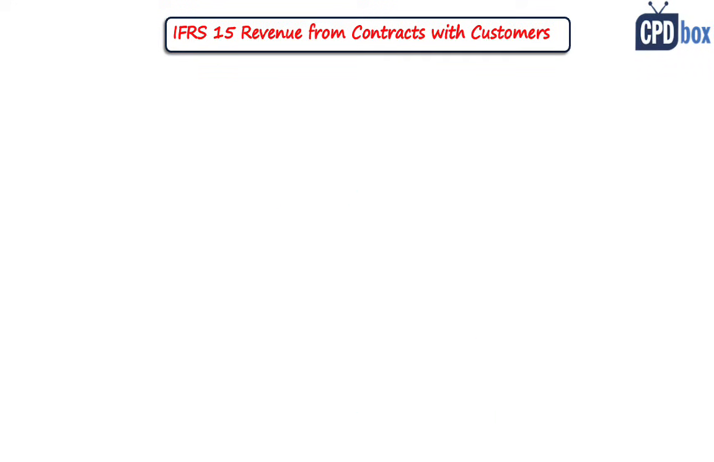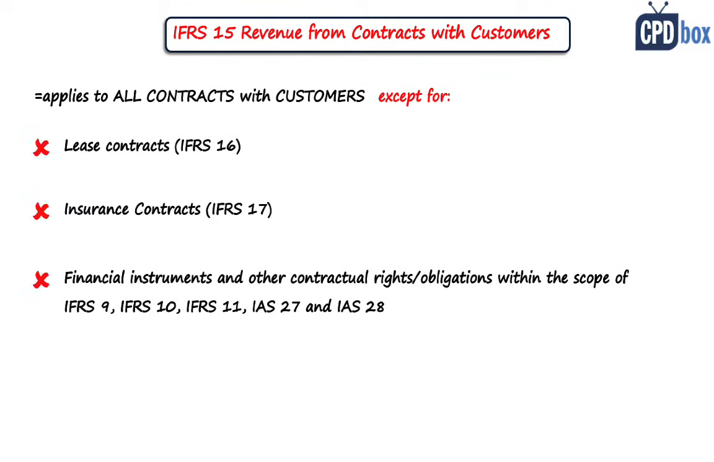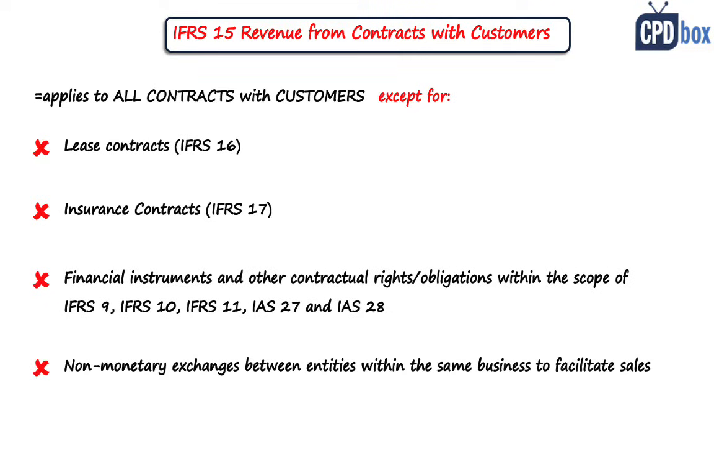IFRS 15 applies to all contracts with customers with some exceptions. So here's the list of types of transactions where you look to other standards for guidance, so not to IFRS 15. And you also do not apply IFRS 15 to barter transactions if they're done between companies within same business. For example, sometimes two companies trade oil or other commodities or swap them in order to meet the demand.